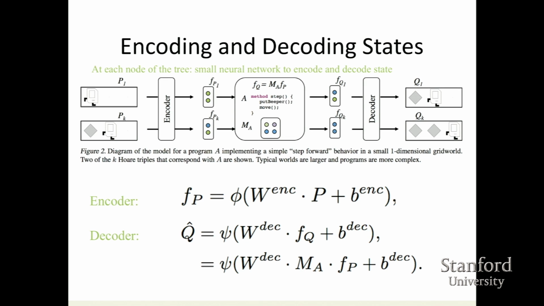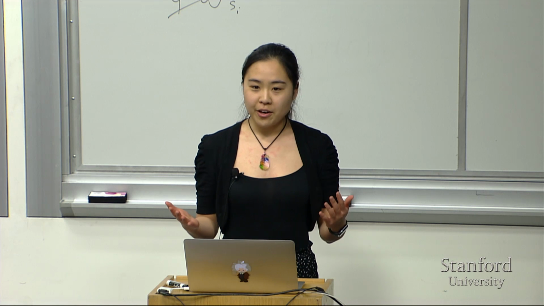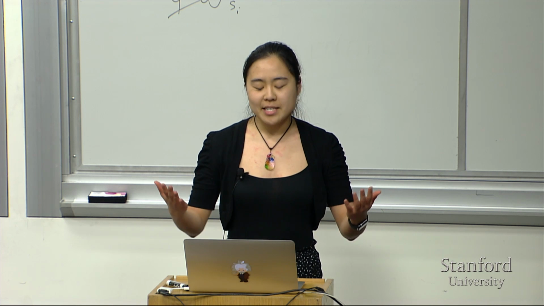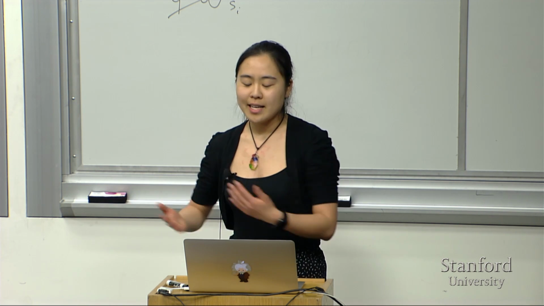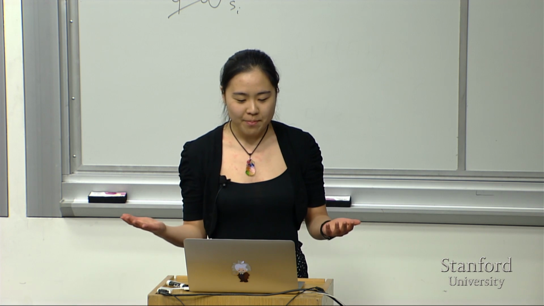And this is what was presented in the paper, for a very simple program. You can see the program in the middle is just to put a beeper and move. On the left side, we can see that there are two precondition states. Let me define what precondition and postcondition mean. A precondition is a current state of the Karel world. For example, Karel is in the first square, and there is no beeper in the world. That's a precondition. And then once you execute the program, we get to a postcondition, which is where Karel ends up after we execute that program.